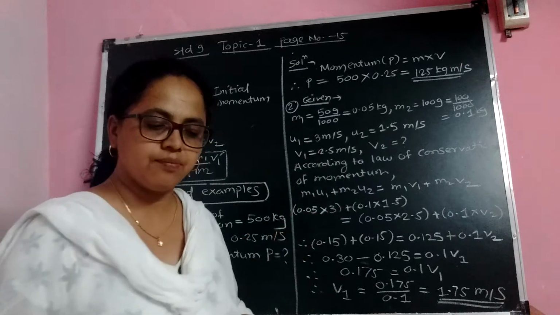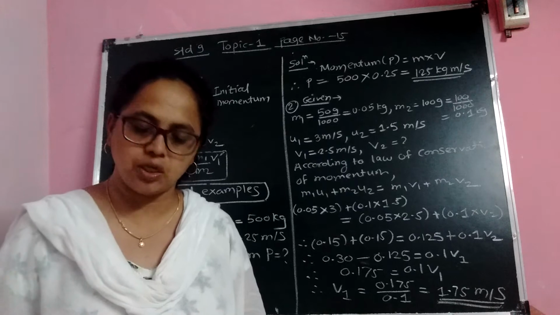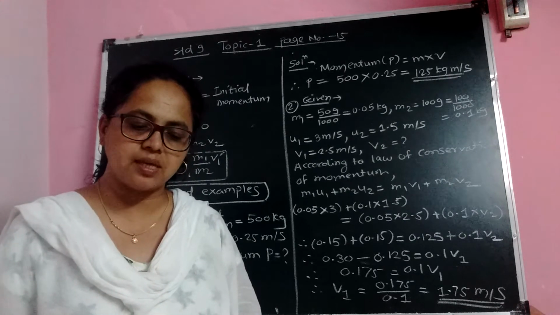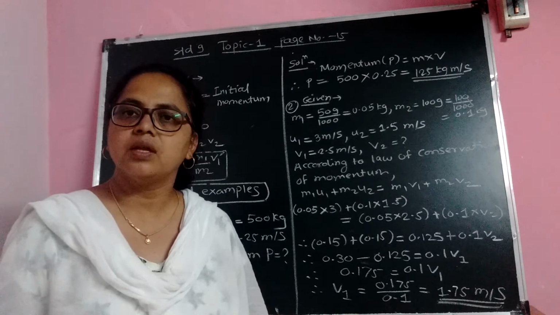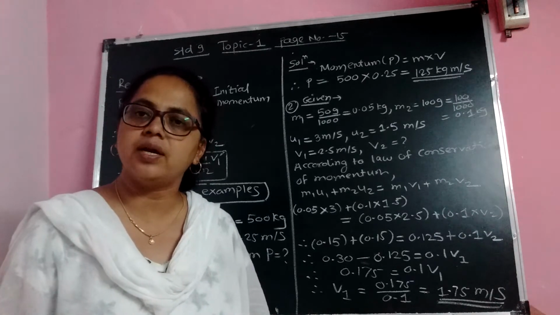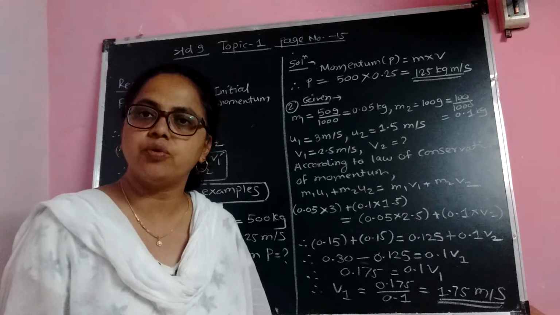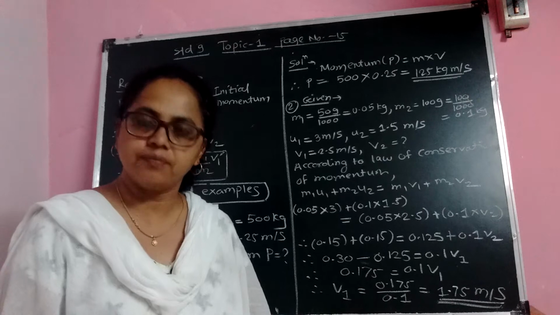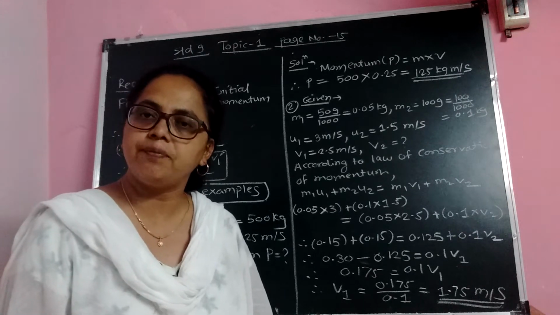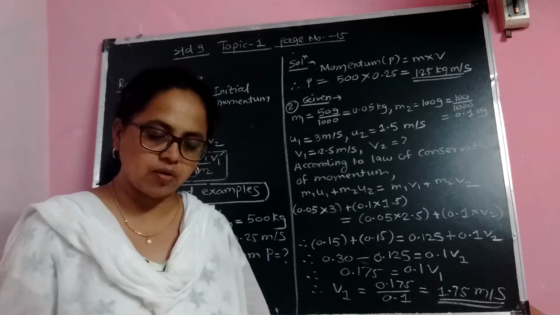Next example: two balls have masses 50 gram and 100 gram respectively. They are moving along the same line in the same direction. While reading the example, you should understand what quantities are given. From the unit also you can identify what is given. Gram is the unit of mass, so the masses of the two balls are given. First ball mass is 50 gram, second ball mass is 100 gram. You have to write down the given quantities.